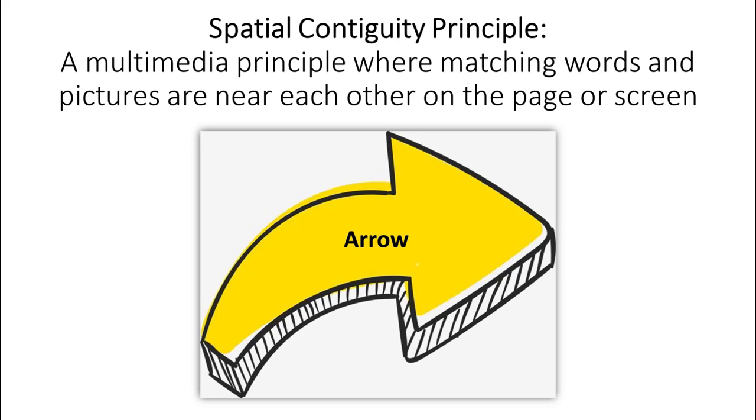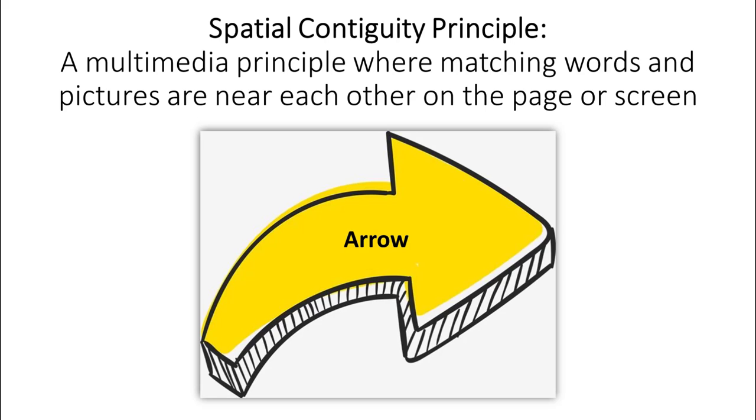Next, we're going to discuss the spatial contiguity principle. The spatial contiguity principle is a multimedia principle where matching words and pictures are near each other on the page or screen. As you can see here, I have an arrow with the word arrow. The picture and the word match together.